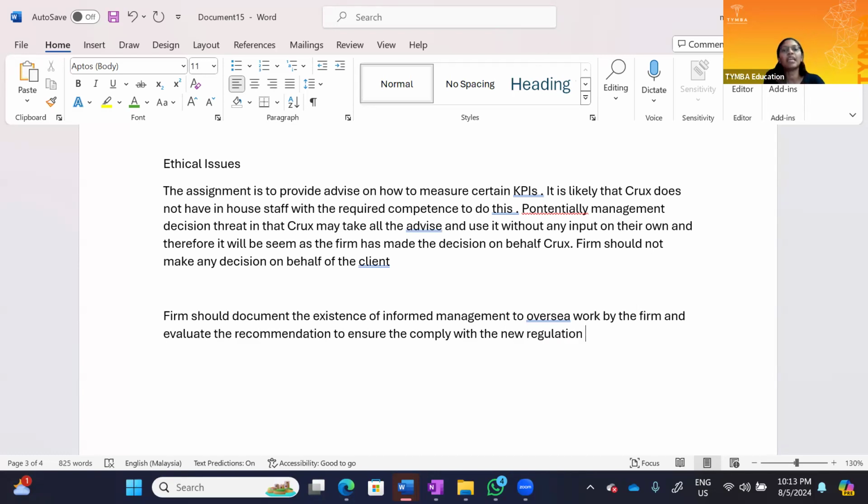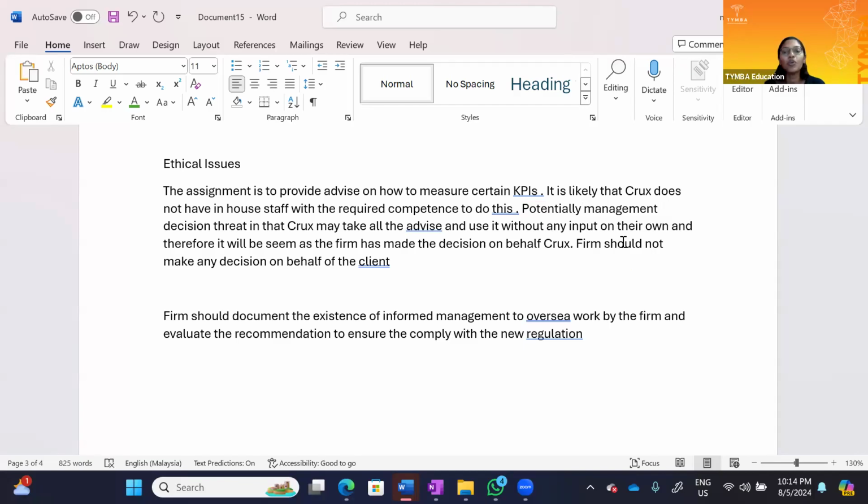Okay, so basically I'm telling that now that they're asking me to provide advice and I don't think they have enough staff, it's going to potentially increase the risk that I am going to make a management decision threat. So it's probably they just take everything that I say, which is not good, which is going to be a threat for us.